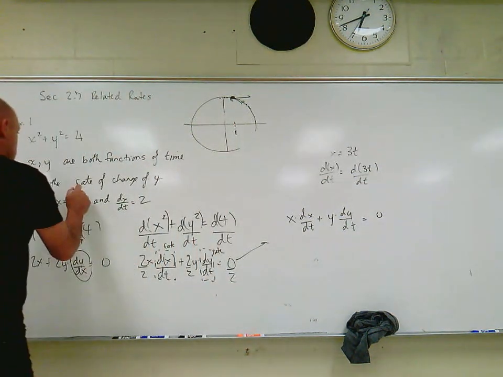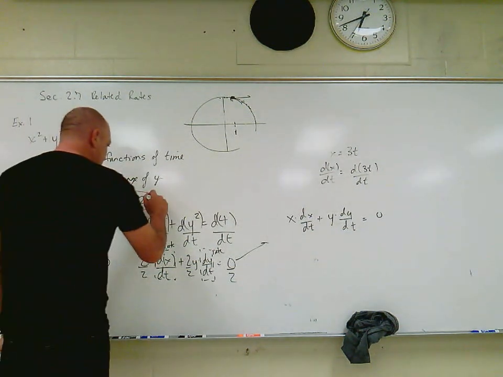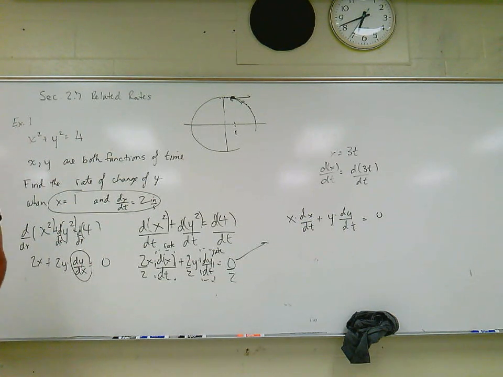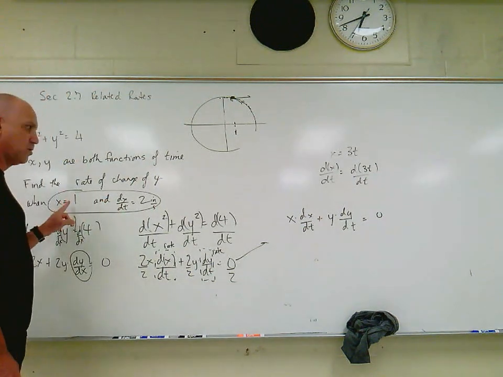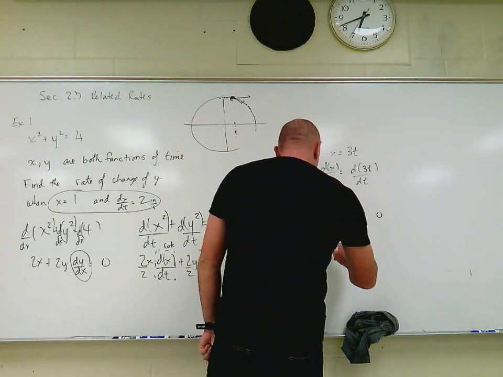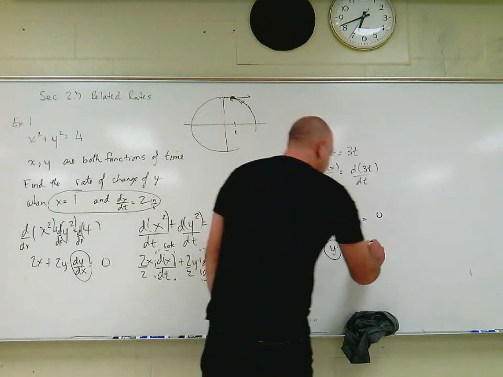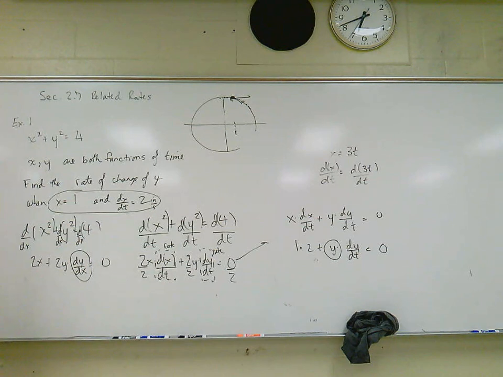So notice I gave you some information. When x is 1 and dx over dt, I could say, is 2 inches per second. What am I looking for? A unit there, and we will get those. Okay. So now all we're going to do, once we get our equation with our speeds in it, is sub everything in. We know x is 1. We know dx over dt is 2. We need to solve for dy over dt, but I know y. I don't need the problem to tell me y. I know the y variable.